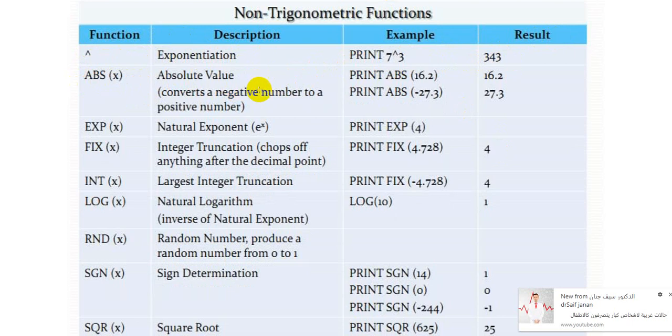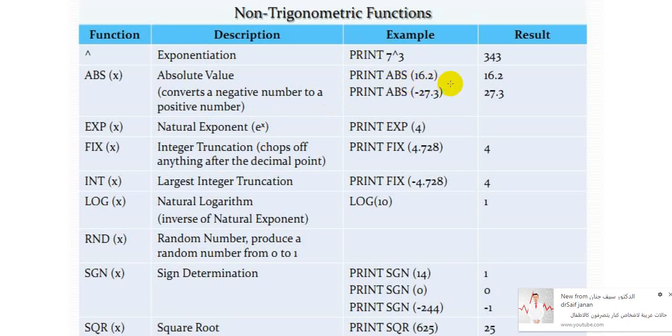ABS(X), absolute value, converts negative numbers, the entire negative digits, to positive digits. Print ABS, absolute value, also coexists exactly here with the entire rational operations, the entire rational task, as in a scientific calculator. In case you're familiar with a scientific calculator, you can figure out the way I'm talking about it here.